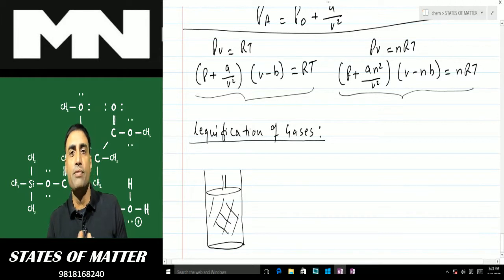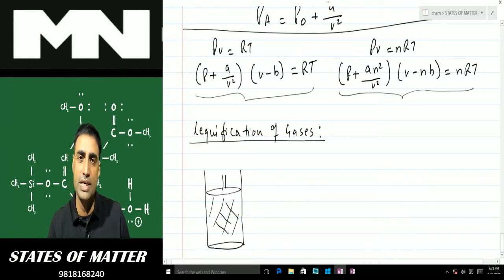As far as the liquefaction of a gas is concerned, a lot of research has been done in the last 30-40 years on liquefaction of gases, because liquefied gases are used as propellant for rocket engines, cryogenic engines, liquid hydrogen, liquid oxygen. How to liquefy a gas?